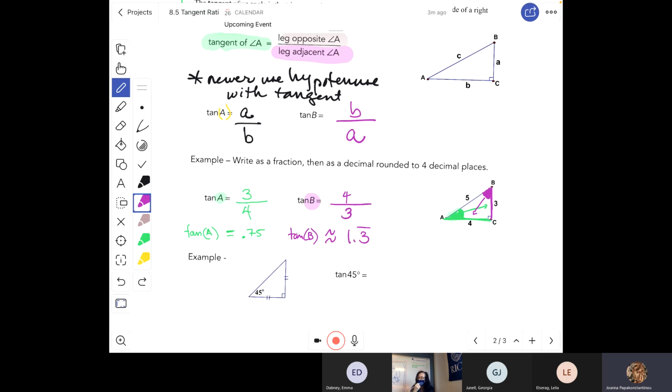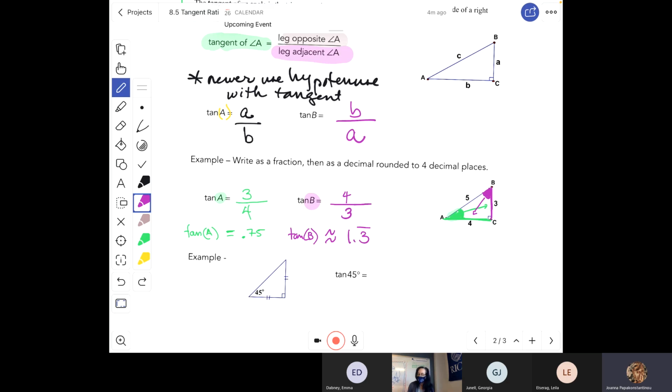All right. Now, what happens if I have the angle measure? And I want to maybe use the fact that tan is obtained by opposite over adjacent to work backwards. So I have the angle. Can I take the tan of that angle and maybe find the length of the sides?